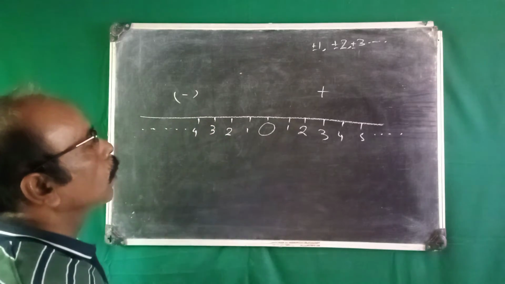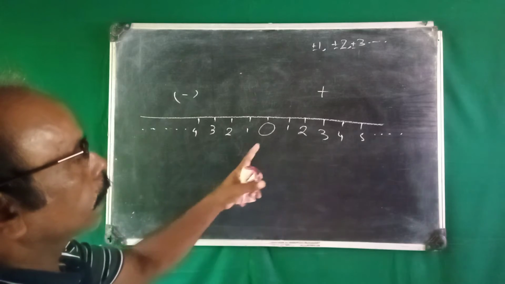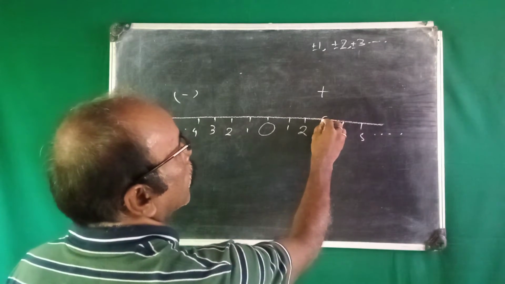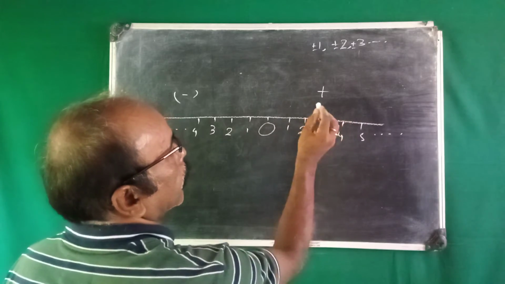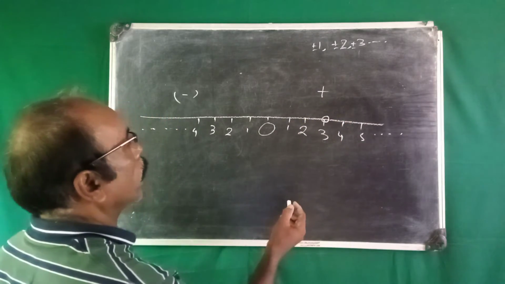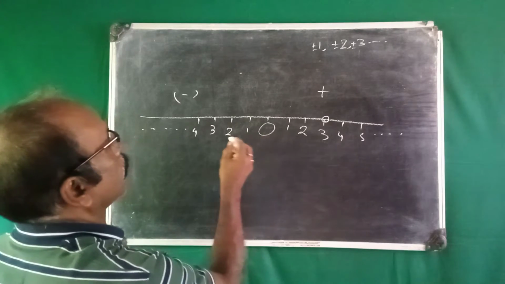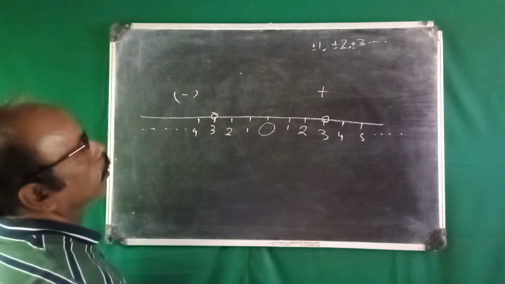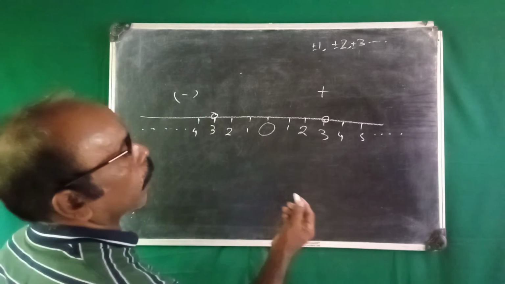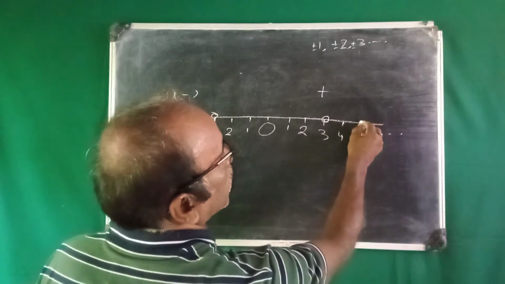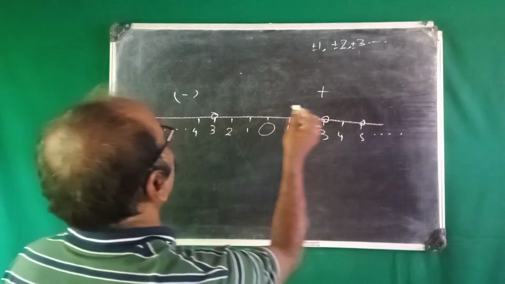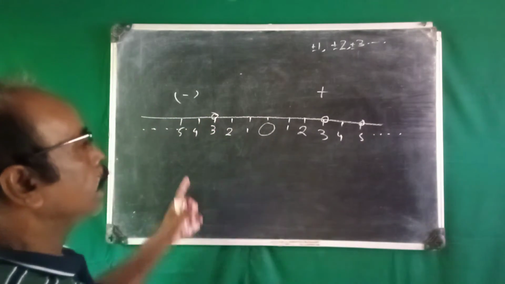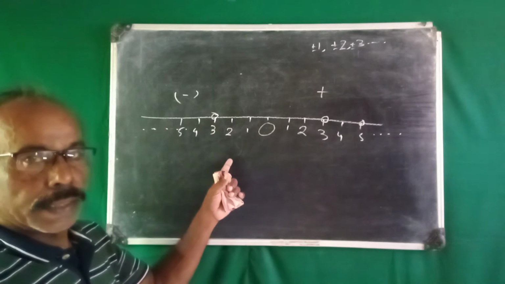When we put plus 3, this is marked as 3. Similarly, when we mark negative 3 or minus 3, we mark this place. Similarly, we mark 5 positive and negative 5. It is too easy to place the natural number on the number line.